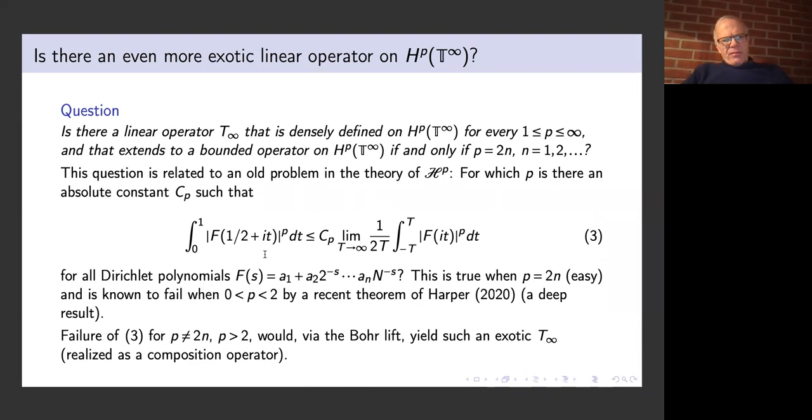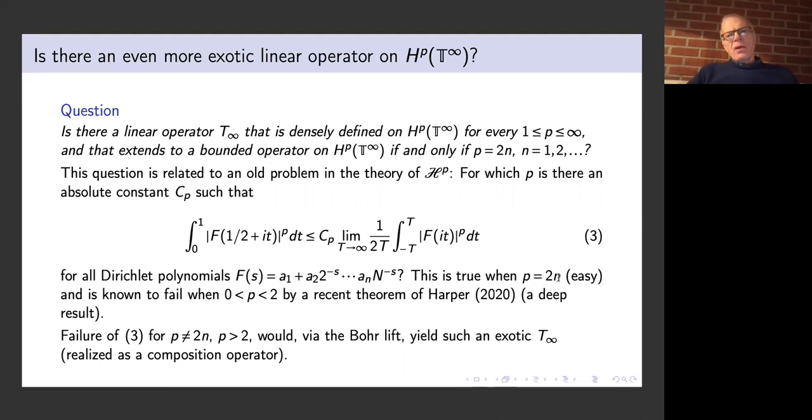Namely, if you look at Dirichlet series, I'm back to the Dirichlet series with their Besicovitch norm. So what we're doing is we are taking a Dirichlet polynomial again. On the right-hand side, you have the pth power of the p norm. And on the left-hand side, you just integrate it on a segment on the half line, where the real part is 1/2. So the question is for which p this inequality holds.